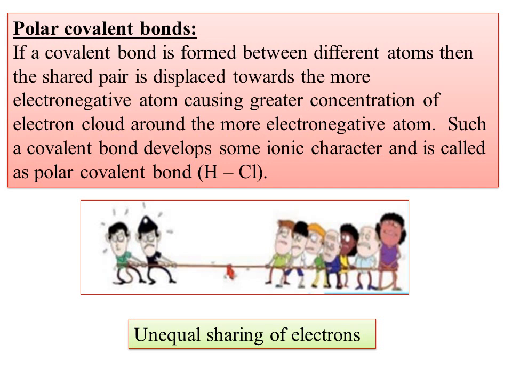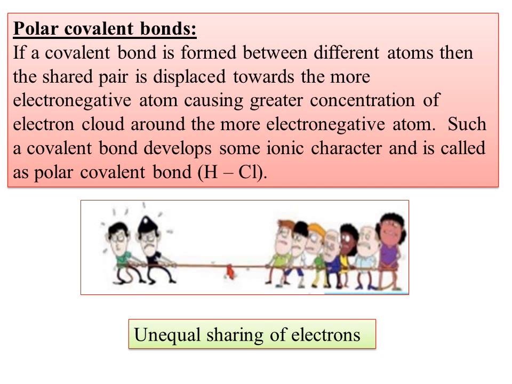Polar covalent bonds, as the name indicates, are polar in nature. Polar means they have two poles in them. So such a bond we call a polar covalent bond. If the covalent bond is formed between two different atoms, then the shared pair is displaced towards the more electronegative atom, causing a greater concentration of electron cloud around the more electronegative atom. Such a covalent bond develops some ionic character and is called a polar covalent bond.